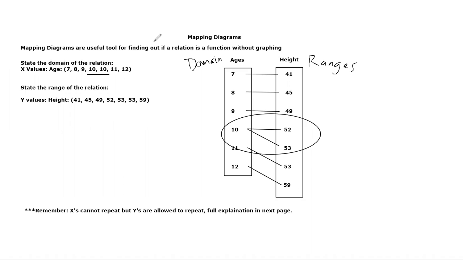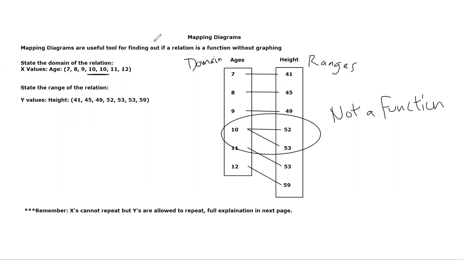A quick look at if that 10 has two lines protruding from it, right? Then that's just something that we can't have. So this is right. It's not a function. It's not a relation, right? It's not a linear relationship, right?